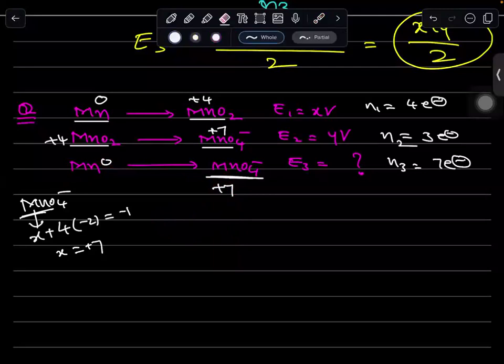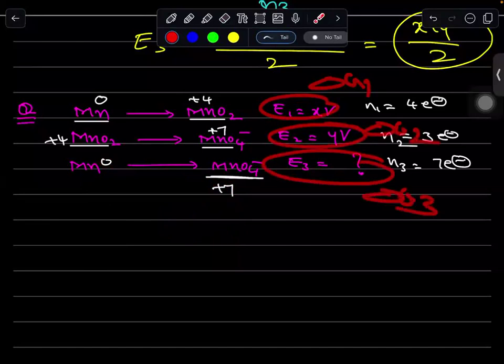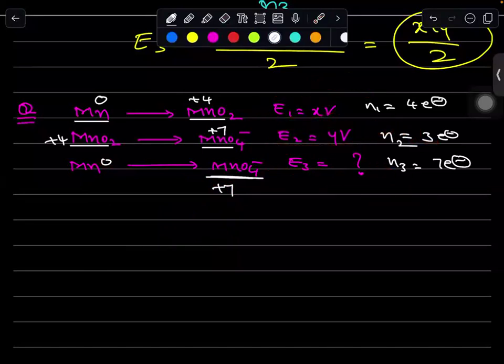Now what I do here, since E values are non-additive properties, we cannot add them. So with the help of E1 I should write del G1, with the help of E2 I should write del G2, and with the help of E3 I should write del G3. So first I am writing the del G1 expression, see.